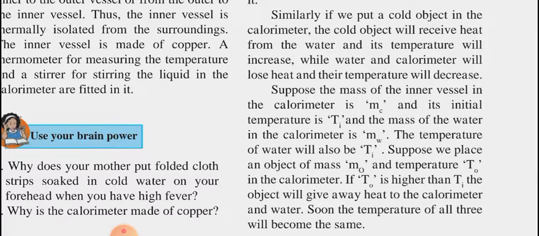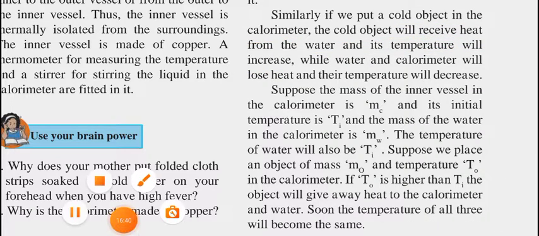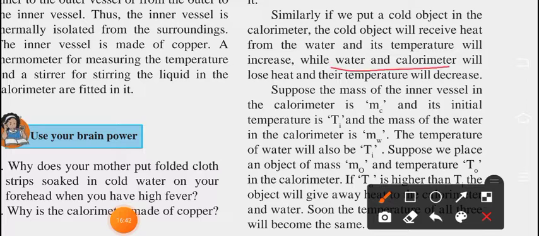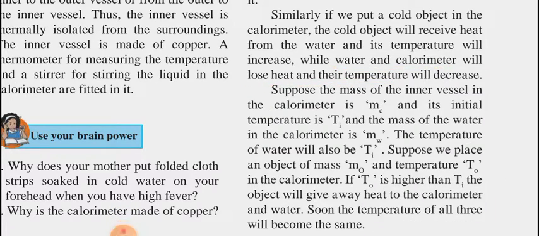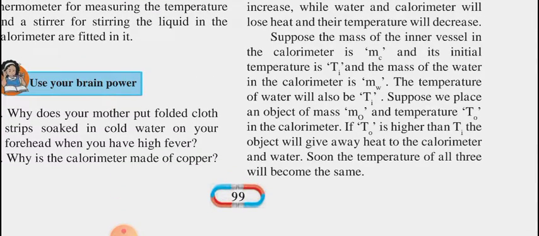Now similarly, if we put a cold object in the calorimeter, the cold object will receive heat from the water and its temperature will increase, while the water and calorimeter will lose heat and their temperature will decrease. All this procedure is there to measure the amount of heat of that specific substance. Suppose the mass of the inner vessel in a calorimeter is mc. Why mc?